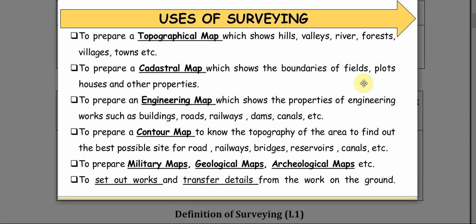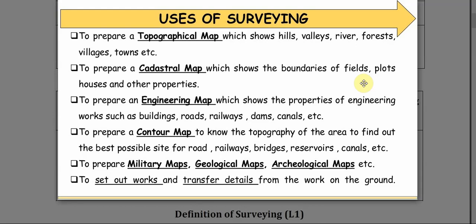Next is to prepare a contour map. You will know about the details of the contour map later in your curriculum when you will study contours. Next is to prepare military maps, geological maps, archaeological maps, etc. The last use is to set out works and transfer details from work on the ground.